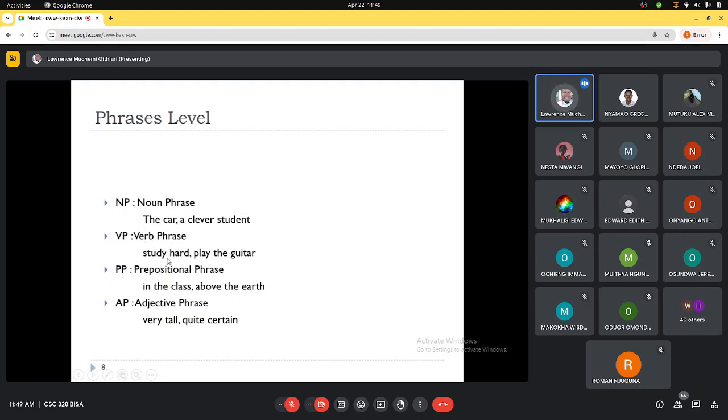A verb phrase would be like study hard, play the guitar. A preposition in the class, so in, above. So above is a preposition. Then adjective, of course, is very tall. You're just describing something. So the boy is very tall. I'm quite certain John comes early. So you're describing that.